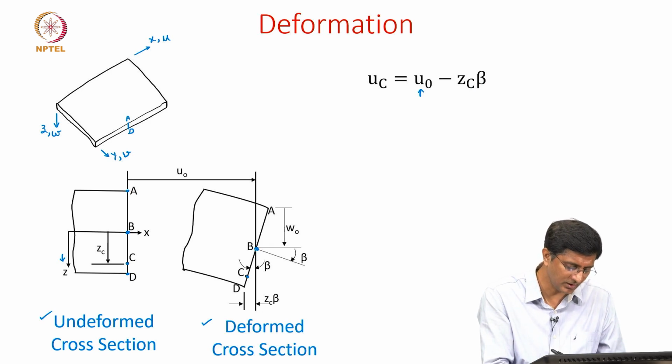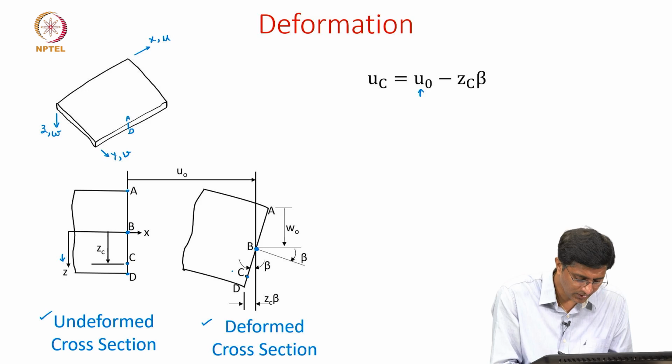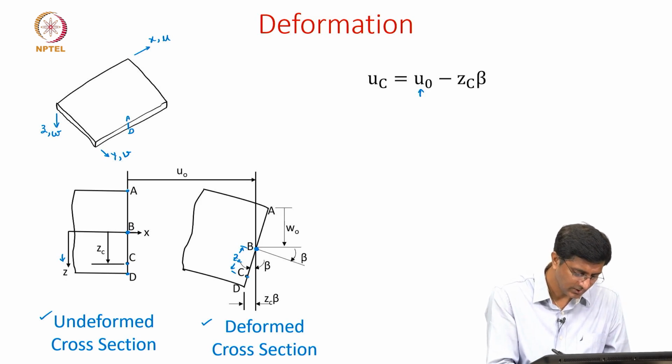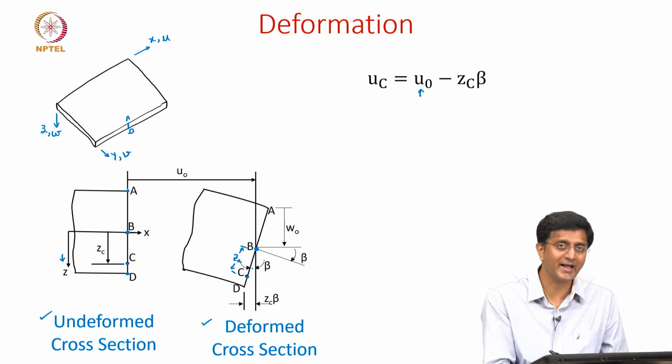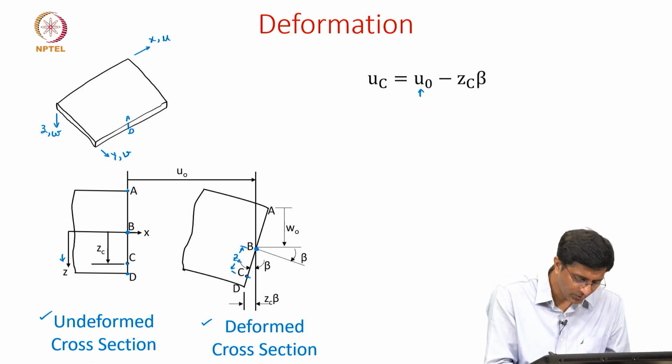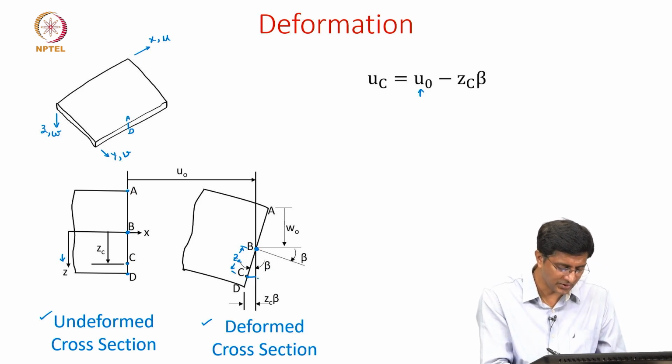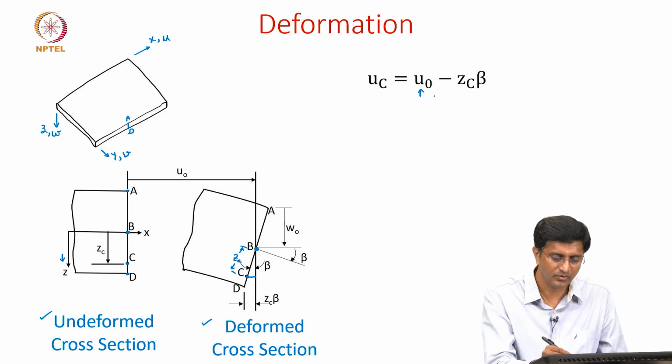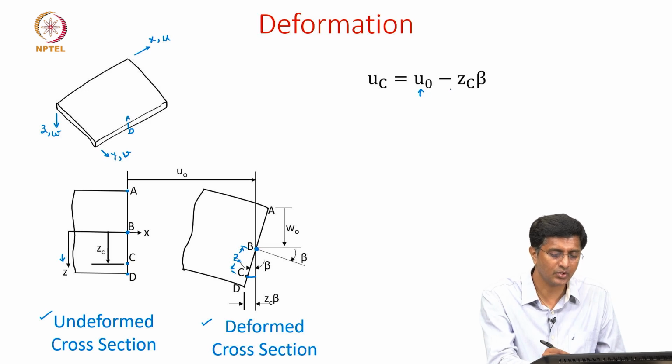What is zc? That is the distance between B and C. So here we have shown it, and here too again I can repeat, this is this distance. And then what is beta? Beta is the angle of rotation. So zc times beta will give you this length, and since it is going backwards, we have this negative sign. So u naught minus zc times this angle beta.